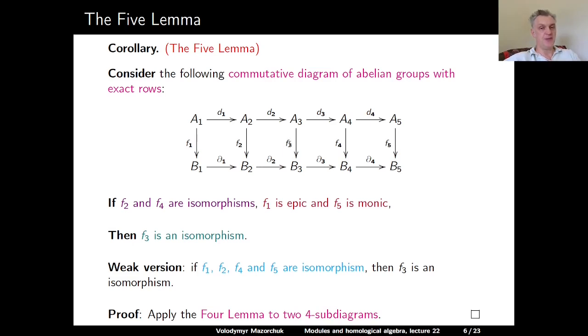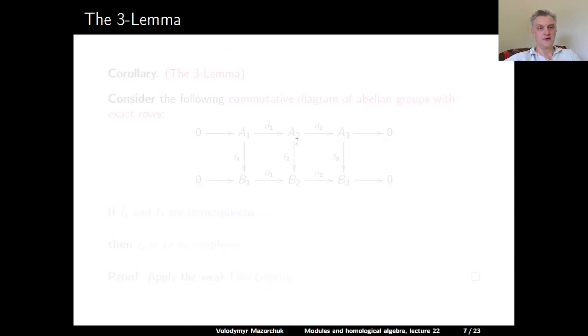So F3 is both monic and epic. So it is both injective and surjective. So it is bijective. So it is an isomorphism. This establishes the 5 lemma. There is a classical corollary from the 5 lemma, which is called the 3 lemma.